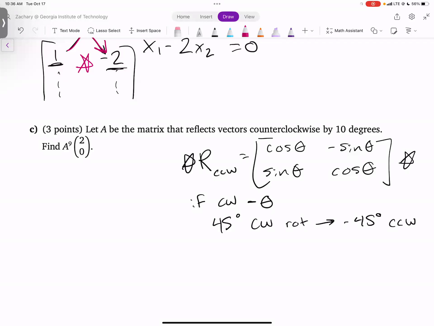And if you care, what is a clockwise matrix? What's different about it? This is instead plus, and this is instead minus. Okay. But again, don't dwell on that. I just remember the counterclockwise matrix and go from there.